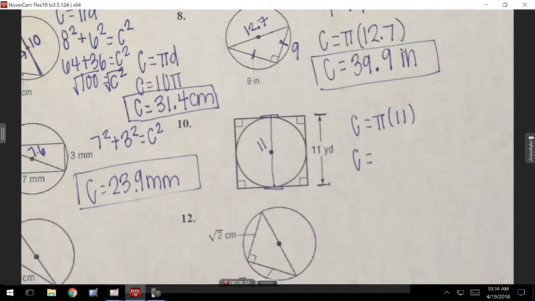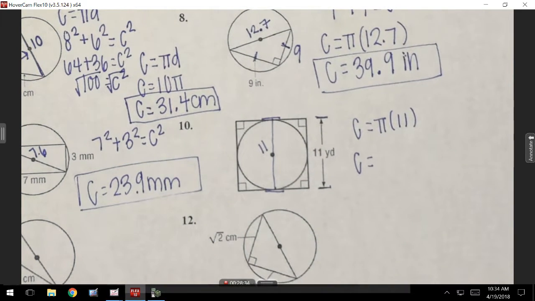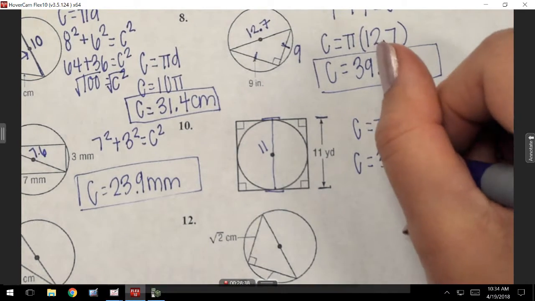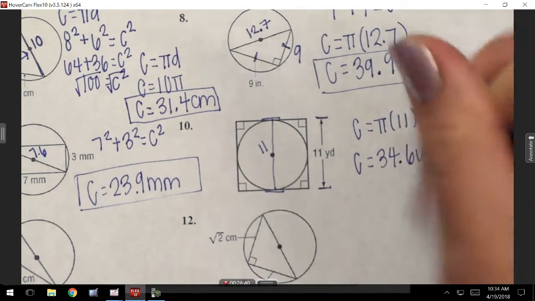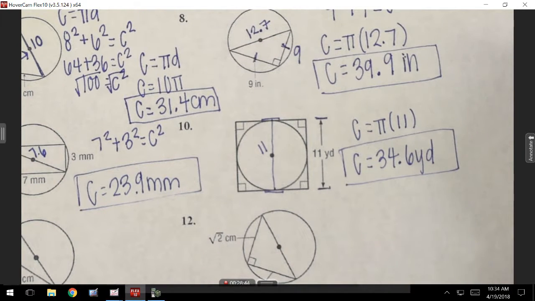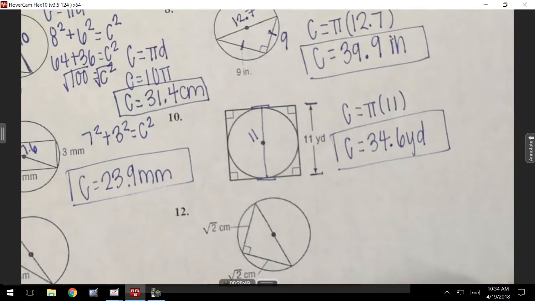Yeah. What'd you round it to? Good. Okay, let's skip 11 and 12 for now, and get to that.